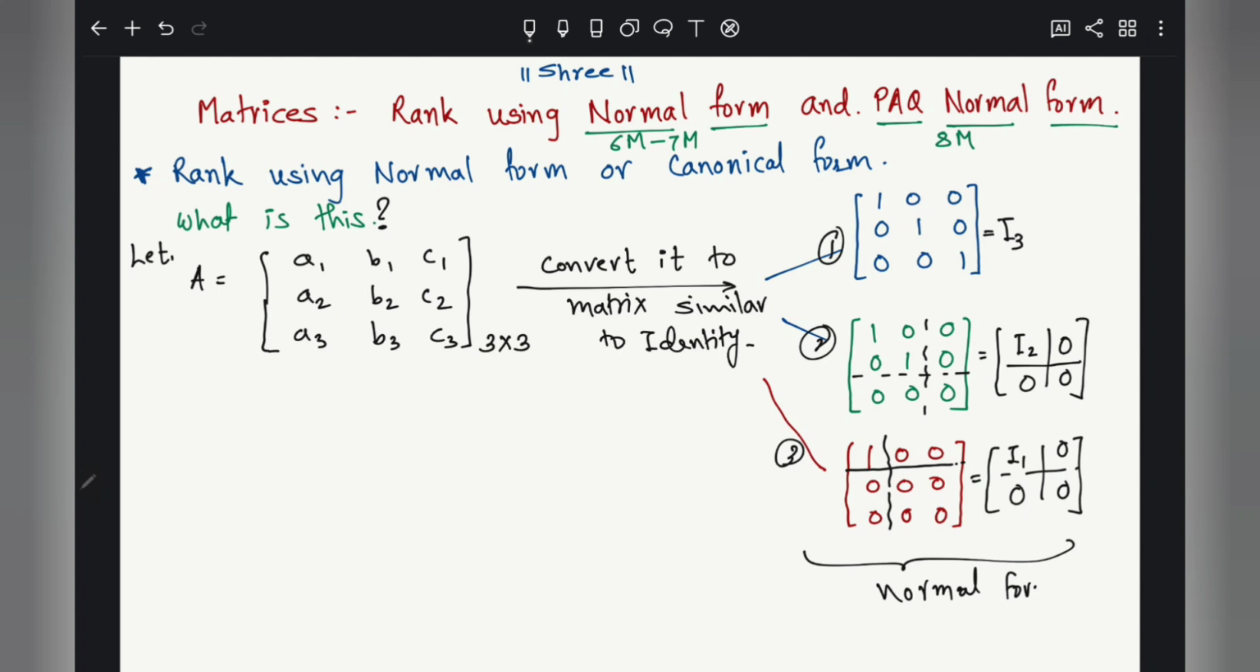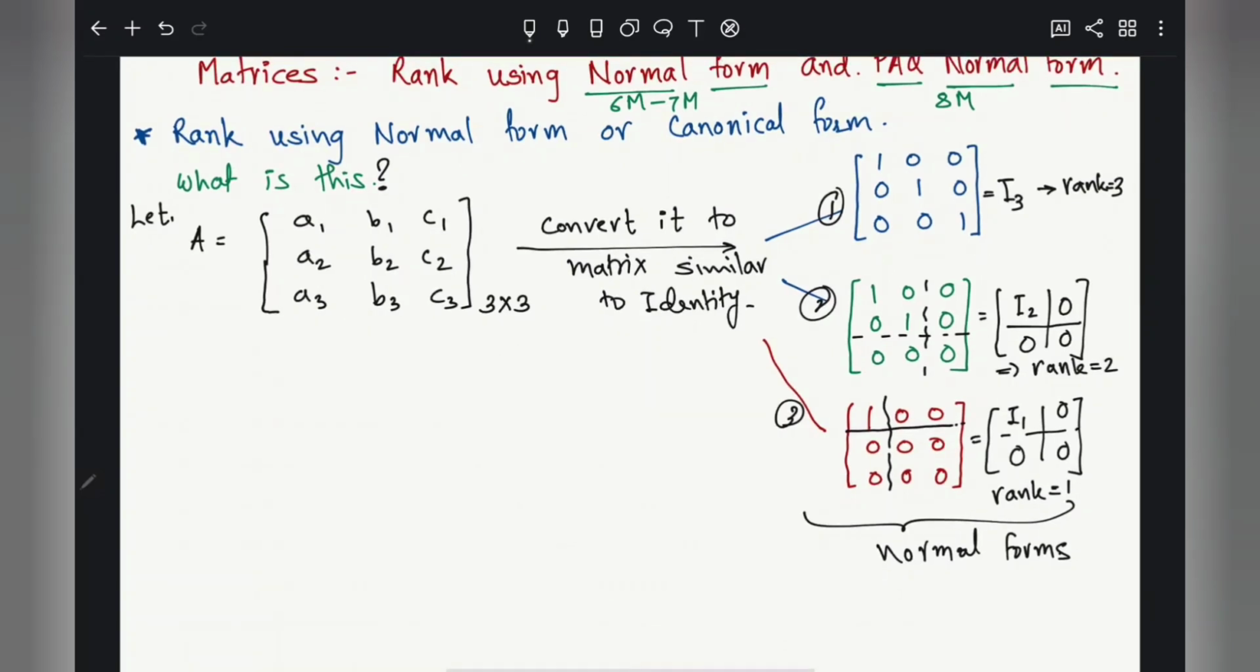Your matrix will turn out to be only one of these, not all at a time. If it turns out to be identity I3, then we say the rank is 3. If it turns out like this, then the rank is 2, and if it is like this, then the rank is 1. So like this the rank is decided using the normal form.